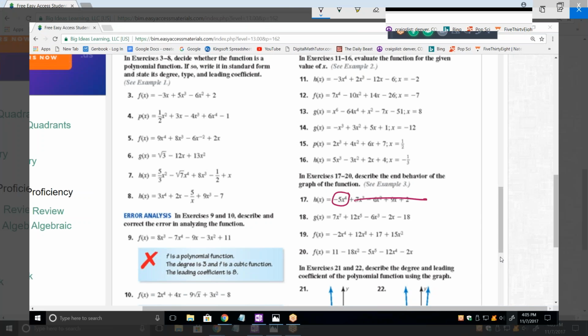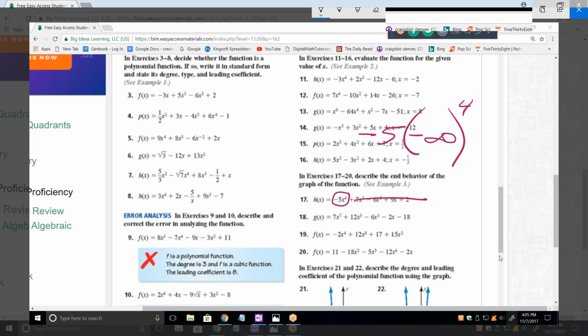Okay. So to figure out left-hand end behavior, plug in negative infinity for x. To figure out right-hand end behavior, plug in positive infinity for x. So when I plug in negative infinity, I get this. And this may not be the way your teacher tells you to do it, just because they don't like you using infinity like a number. But this way works just fine.